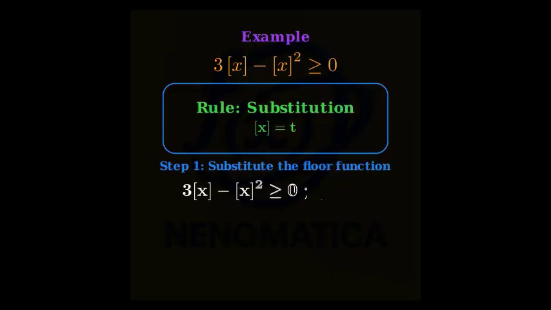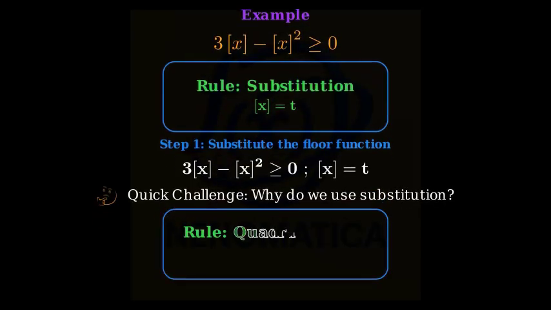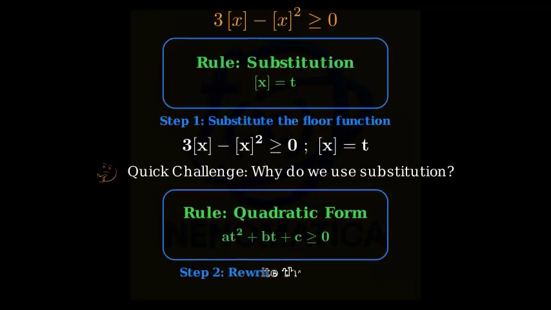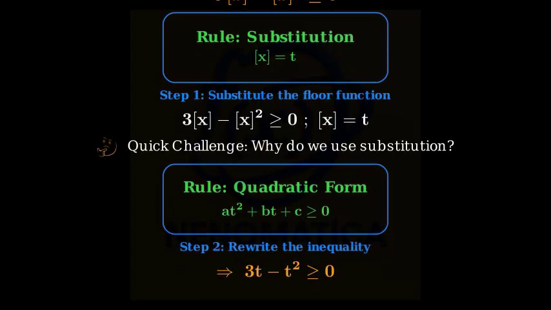We write 3 times floor of x minus floor of x squared greater than or equal to 0, and floor of x equals t. Predict why substitution helps here. Rule: quadratic form. We aim to recognize and solve a quadratic inequality. Step 2. Rewrite the inequality. It becomes bold 3t minus t squared, highlighted in orange, greater than or equal to 0. We now see a downward opening parabola because the t squared coefficient is negative.